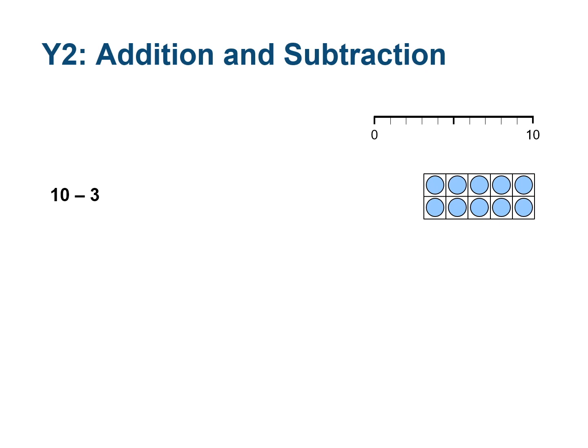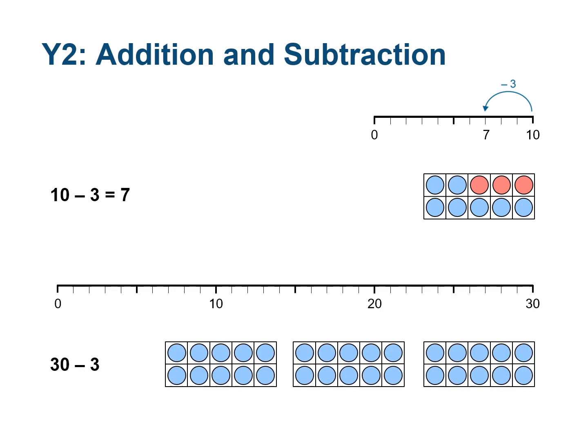Pupils must also be able to subtract a single-digit number from a multiple of 10 by using complements to 10. So 10 minus 3 is equal to 7, and therefore 30 minus 3 is equal to 27.